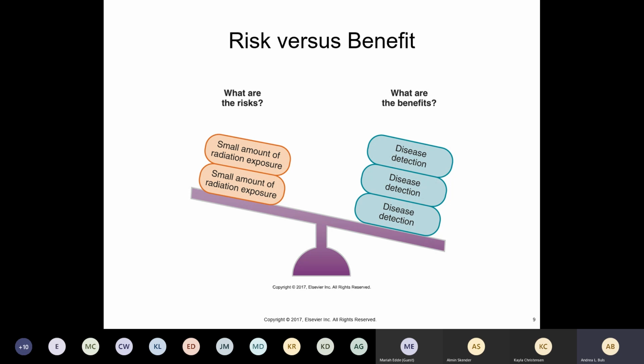What are the risks? The risks are radiation exposure. Luckily, if we're following all of our criteria, we're protecting our patient, we're protecting ourselves. The benefits are disease detection. So that's our risk versus benefit.